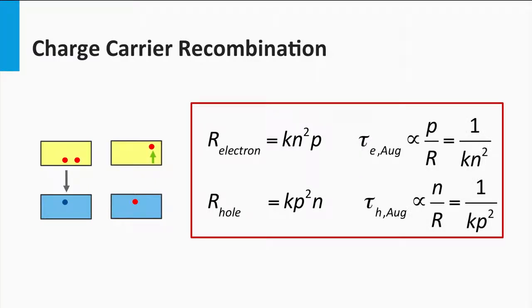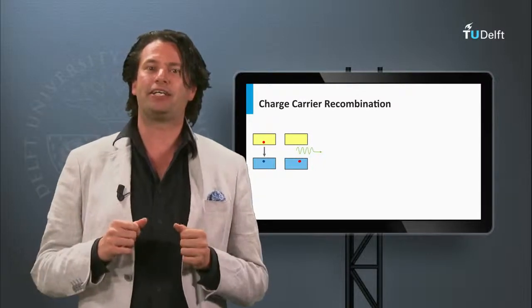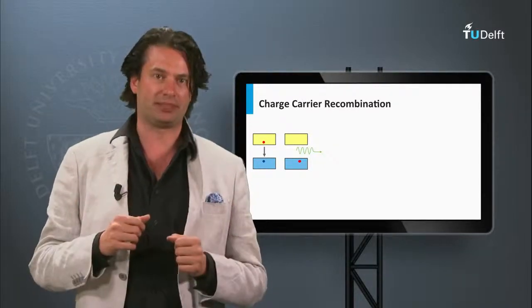In a simple approximation, the lifetime is 1 over the density of charge carriers squared. As a consequence, Auger recombination becomes dominant in photovoltaic materials with high densities of charge carriers, like in highly doped crystalline silicon, or solar cells under strong illumination, like concentrator solar cells. The last recombination mechanism is radiative recombination.